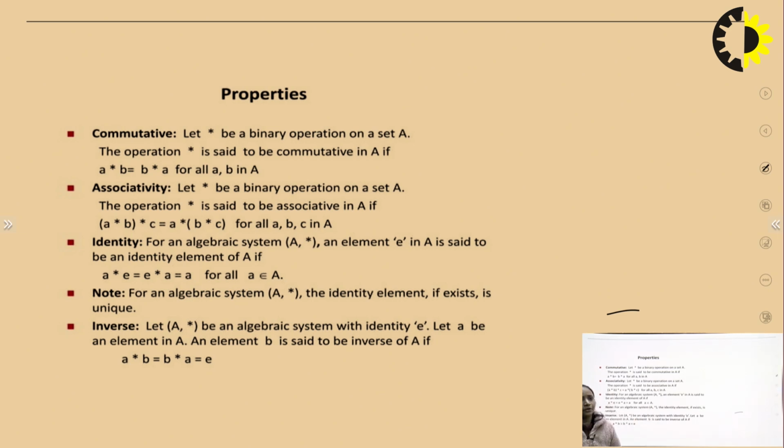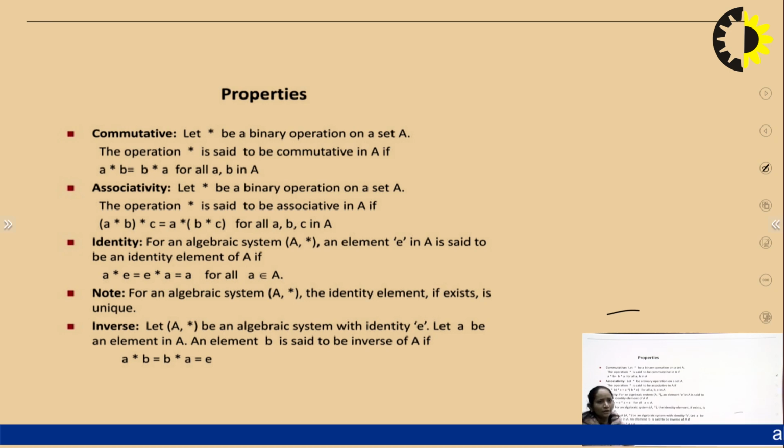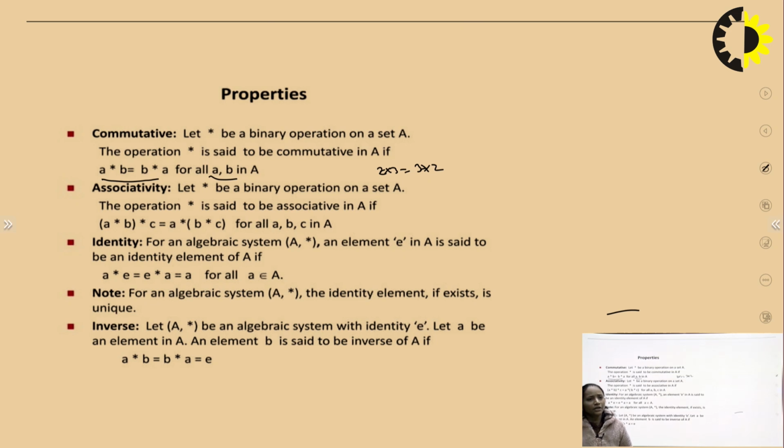First, commutative property. What is commutativity? Suppose star is the binary operation on the set A, then the operation star is said to be commutative if there are two elements a, b which belong to A, and a star b is equal to b star a, meaning 2 into 3 is equal to 3 into 2. Then it is called commutativity.